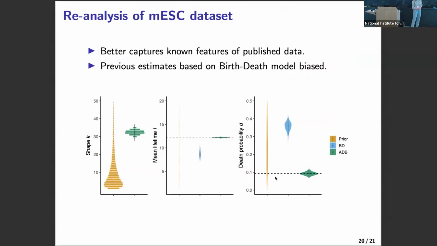So in a reanalysis of mouse embryonic stem cell data, we found that this model better captures known features of these published data. Previous estimates that were based on the birth-death model were extremely biased in this case, and we were able to actually better capture the known features. In this case, we had very high quality ground truth data.